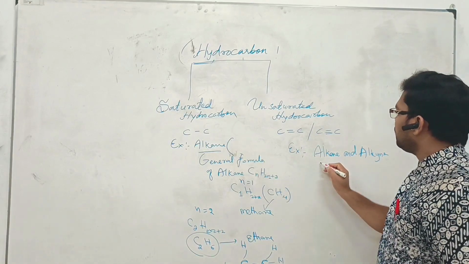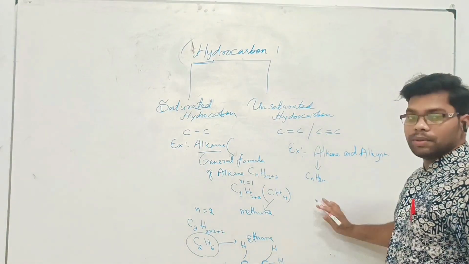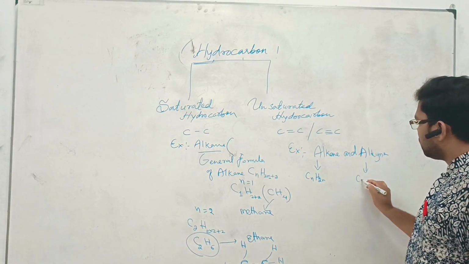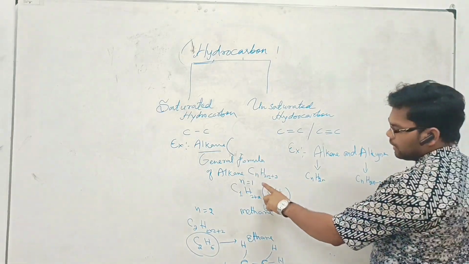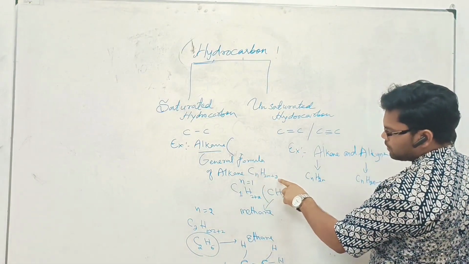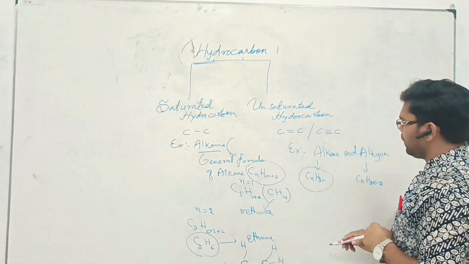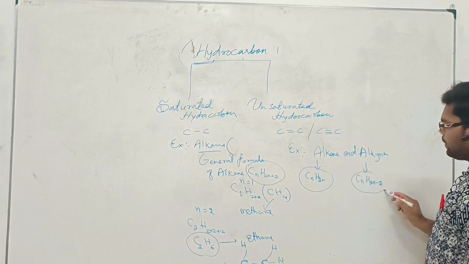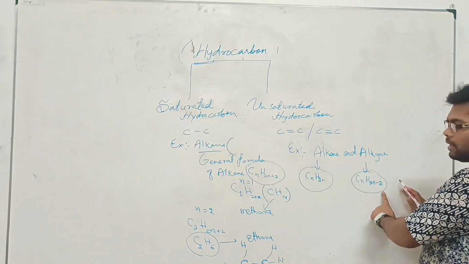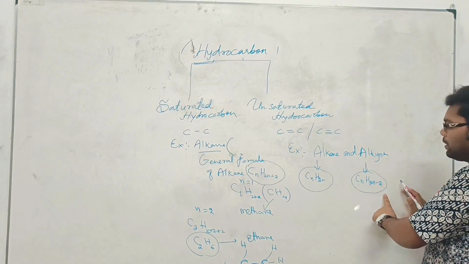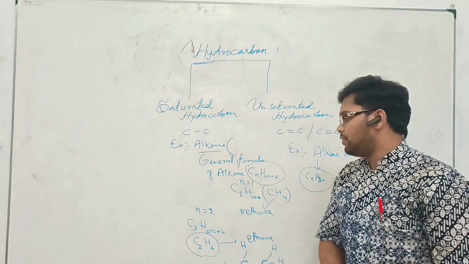The alkene general formula will be CnH2n. Very simple. Whereas the alkyne general formula will be CnH2n minus 2. In the alkane case, you can see it was 2n plus 2. Whereas alkene is just Cn and H2n, and alkyne is the same, but here the negative is there. Alkane is plus 2, alkyne is minus 2. And alkene is very simple, Cn and 2 times the n value.